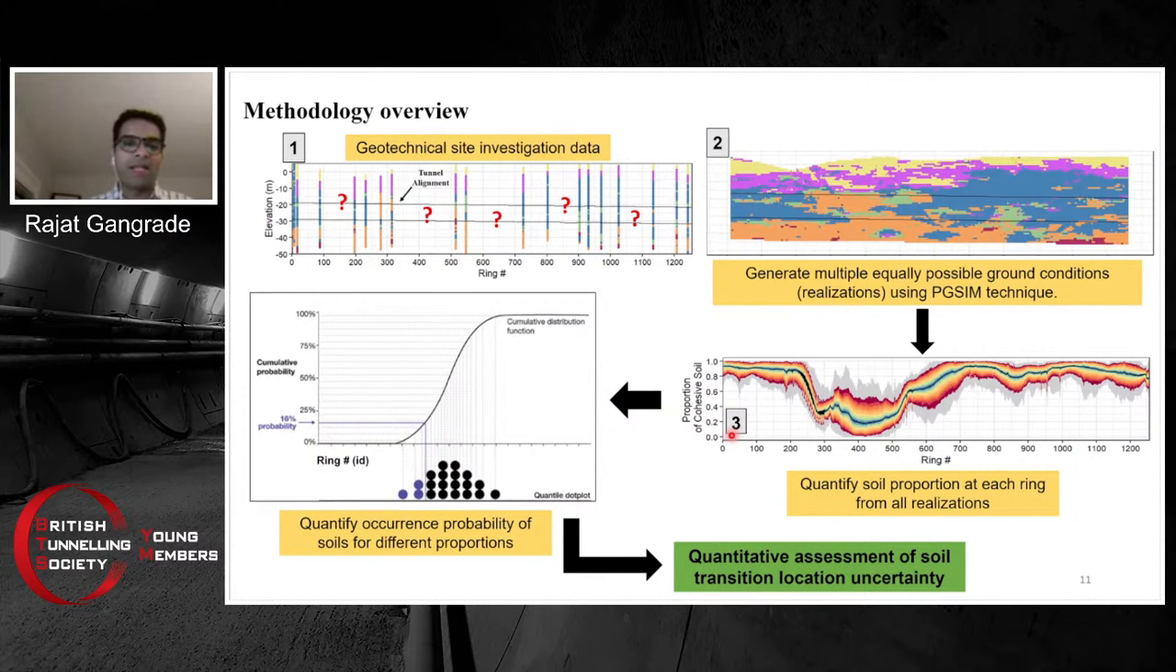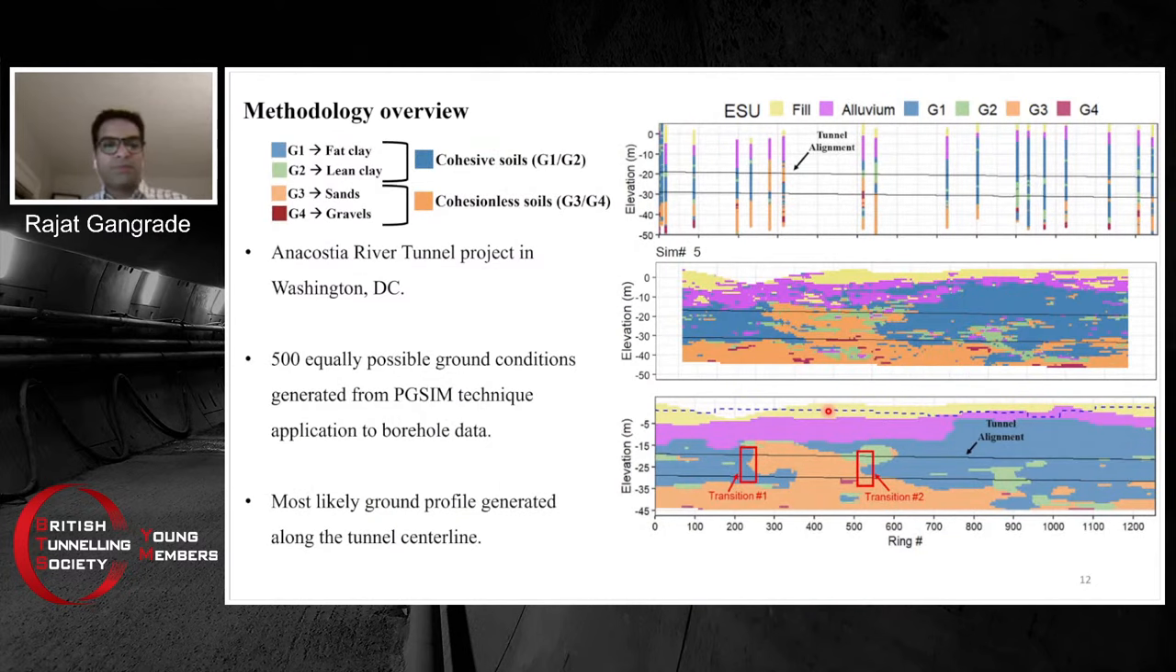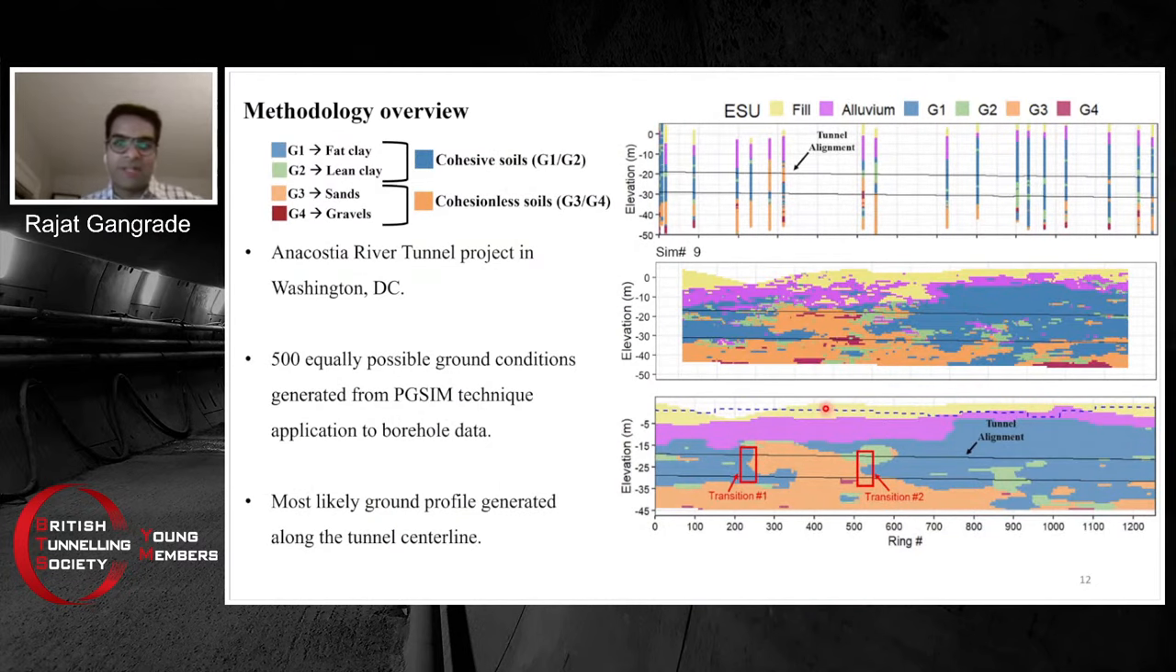And then this helps us understand the quantitative assessment of the soil transition location uncertainty. So, important aspect, you start with the boreholes, and generate multiple realizations of ground conditions. In this way, you're also quantifying the uncertainty. And then you're utilizing all that information to develop a quantitative assessment of the soil transitions. So, in this case, we're looking at a specific tunnel project.